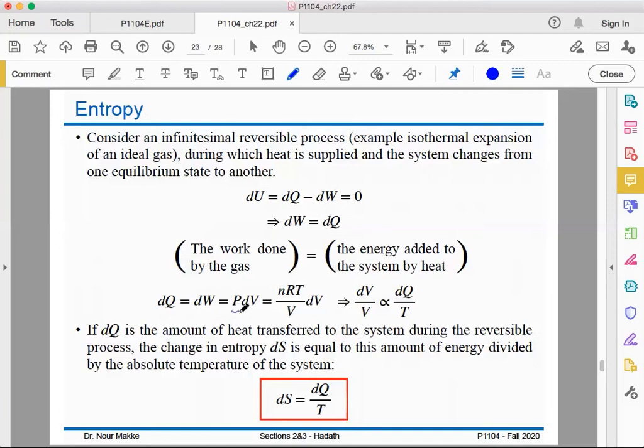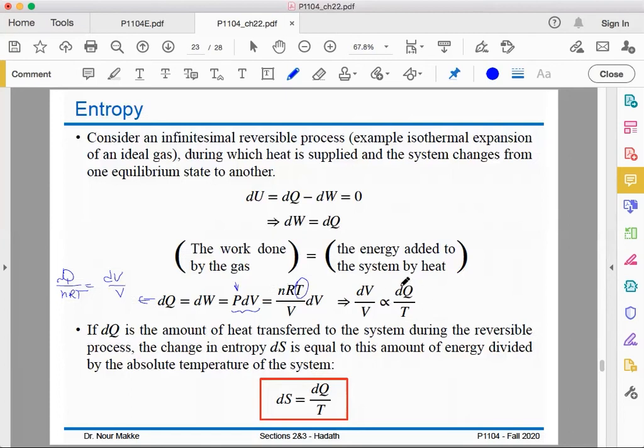So dW is equal to PdV, this is by definition. And since we are dealing with an ideal gas, P can be expressed as a function of the volume in the following way: nRT divided by V times dV. Let's not forget that we are talking about an isothermal expansion, so T is constant. From this expression we can get the following. If you divide dQ by nRT, you get simply dV over V. So we can write that dV over V is proportional to dQ over T.